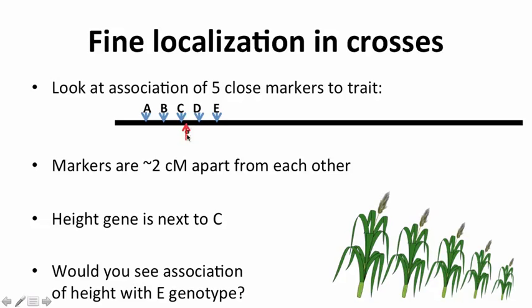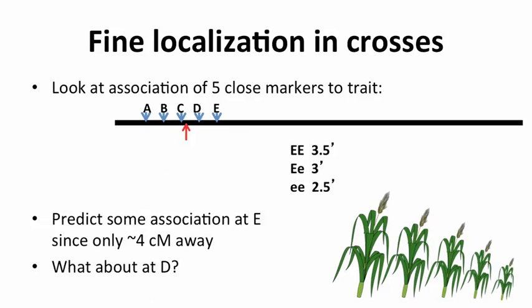Would we see an association of height with the E genotype? We know the height gene is next to C. Well, the E gene is only about 4 centimorgans away, so sure, of course we'd see an association with it. It's pretty close to the gene contributing to variation in height. We might see something like this, where if you're big E, you're 3.5 feet tall. Again, I'm using the case where all the capital letters are derived from the tall parent and the lowercase letters from the short parent. The big E ones are 3.5, the little e ones are 2.5. So we do predict some association between E and height because it's only about 4 centimorgans away.